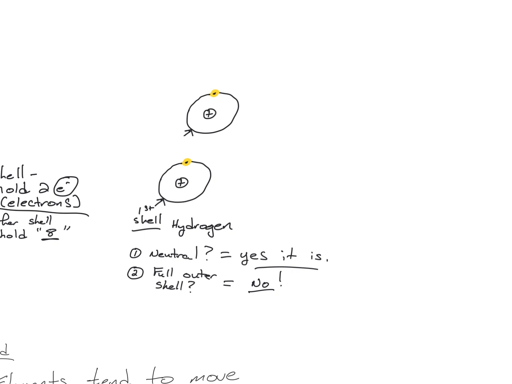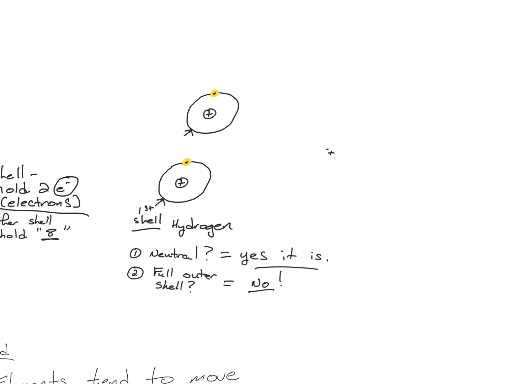Moving on. Oxygen. Let's take a look at a problem. There's these 2 hydrogens. They both have that same problem. Let's look at oxygen. Oxygen has 8 protons. Let me just draw it so you can see it.